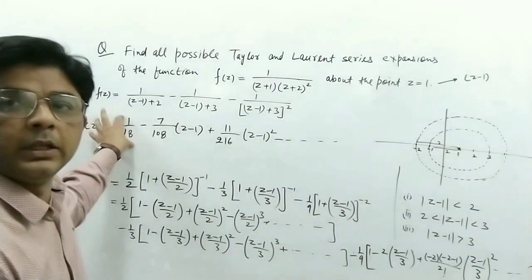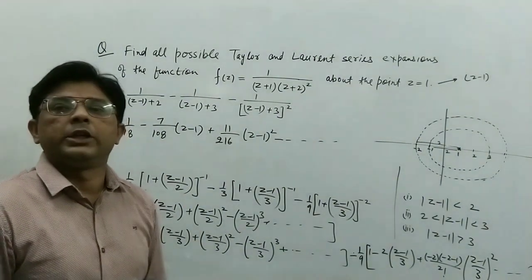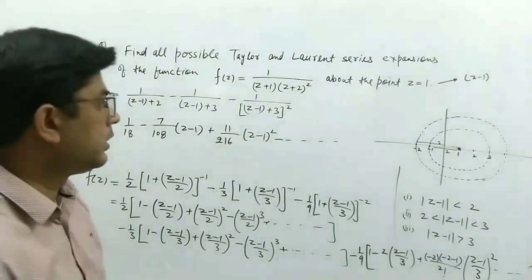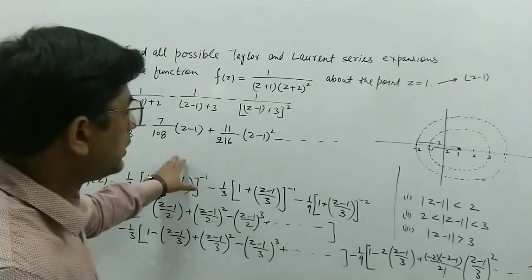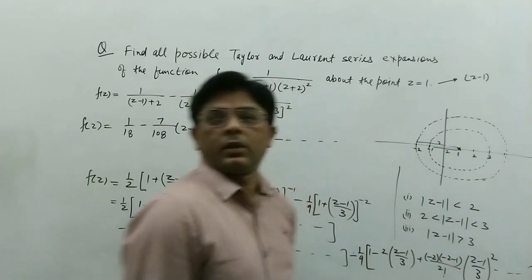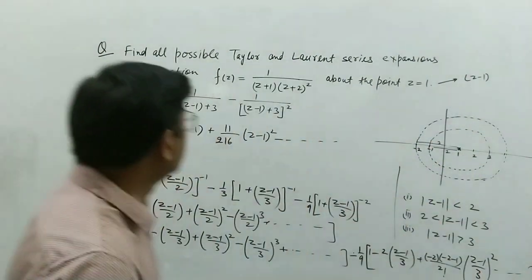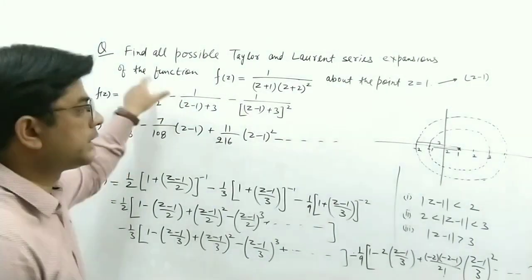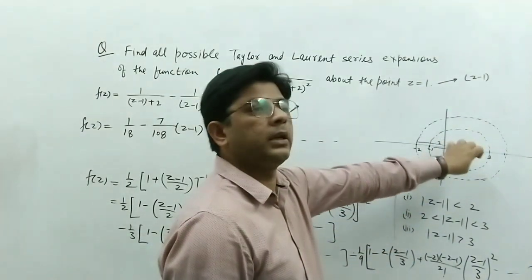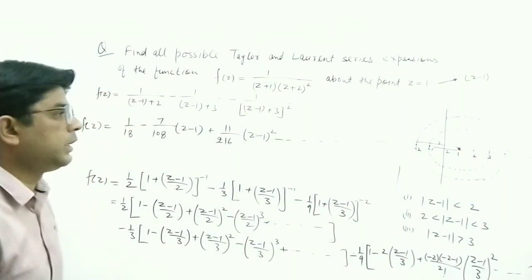So it means this is Taylor series because all the powers are positive. There is no negative power, so it is Taylor series. And we also see that inside this smaller circle, there is no point at which the function is not analytic. It means the function is analytic inside this circle. So we should get a Taylor series. Okay, so this is Taylor series.